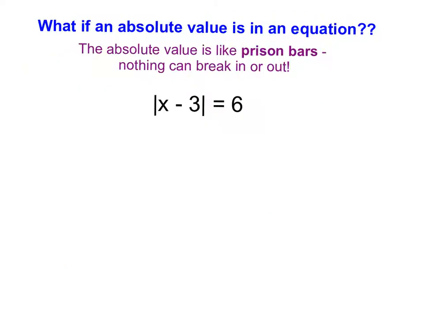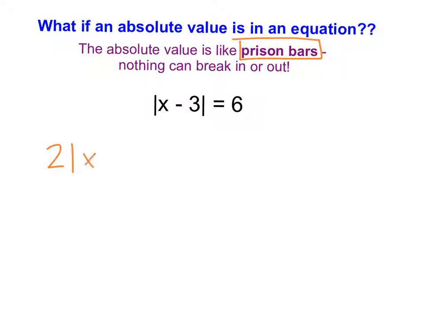So now we're actually going to dive in and start looking at how we start solving more complex equations that contain an absolute value. So here you can see a problem in front of you, and it says the absolute value of x minus 3 is equal to 6. And it doesn't look too difficult, but something we have to be careful of is that the absolute value works like prison bars.